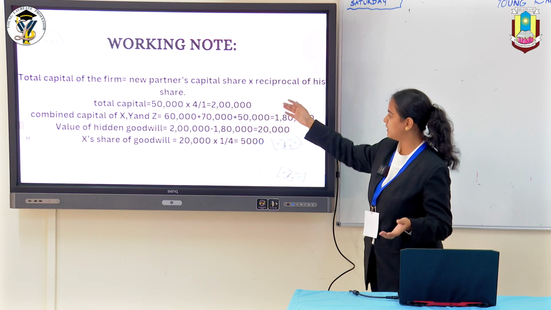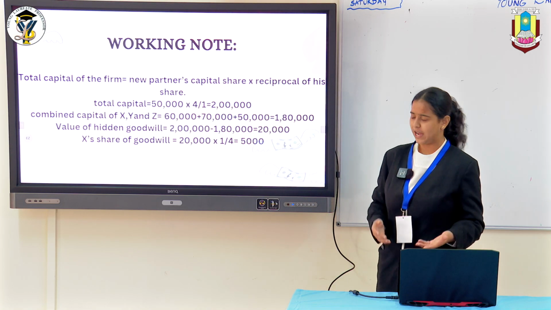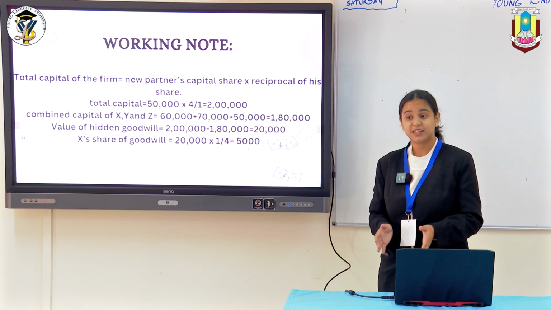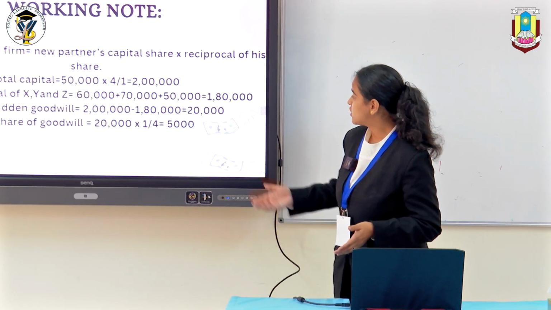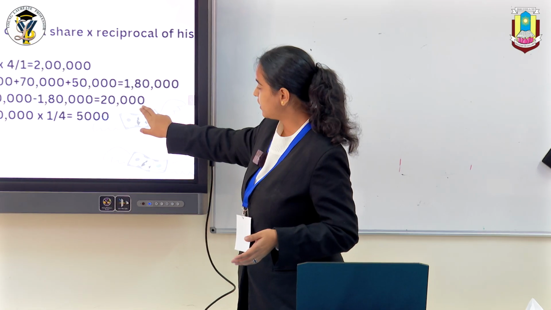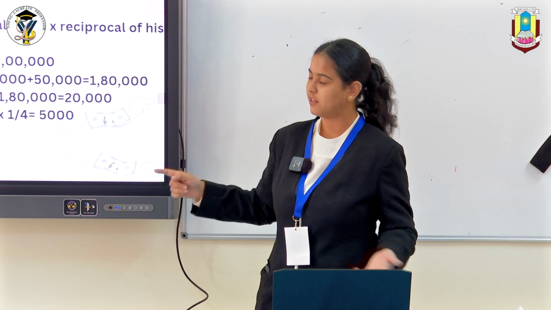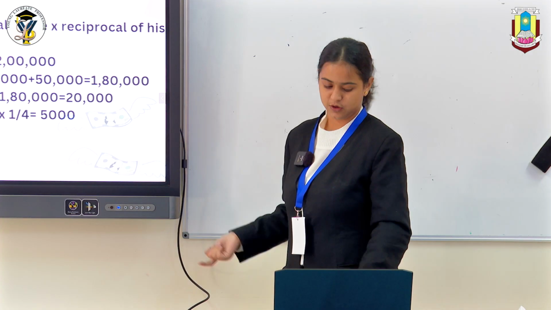Now you can see there is a difference. The expected was 2 lakh and it's actually 1,80,000. So what is that 20,000? That 20,000 is the hidden goodwill. So with this we get the hidden goodwill 20,000, and then we find X's share of goodwill, that is 20,000 into his profit share, which is 1/4, which is 5,000.